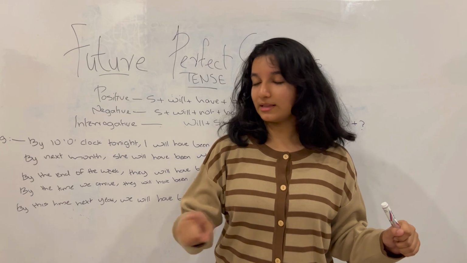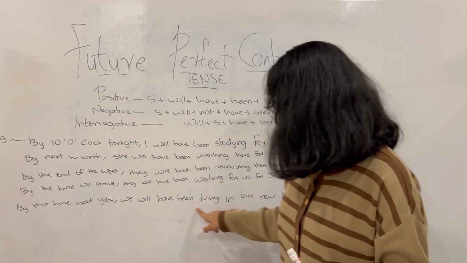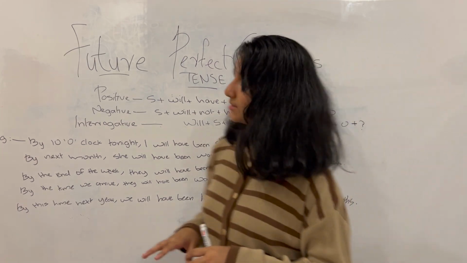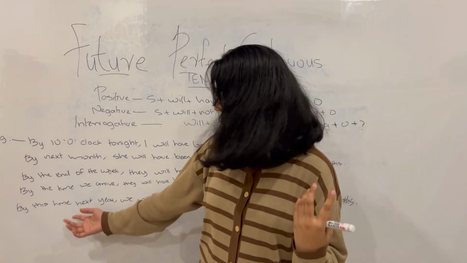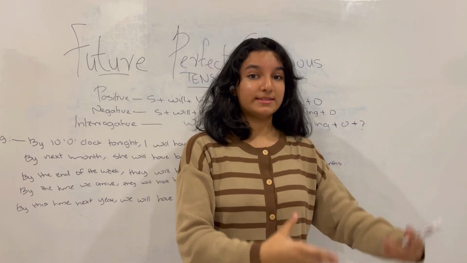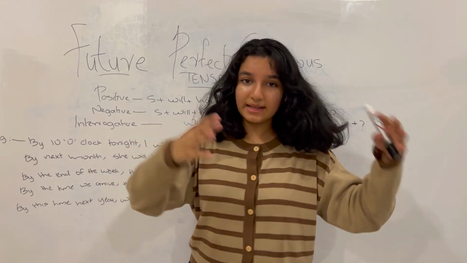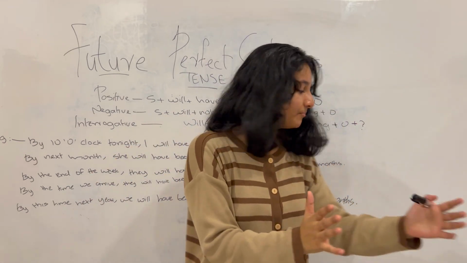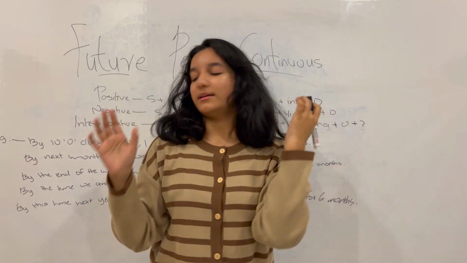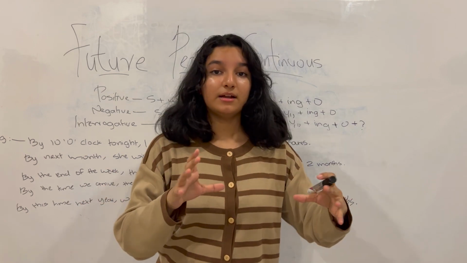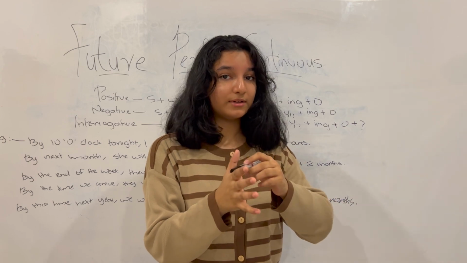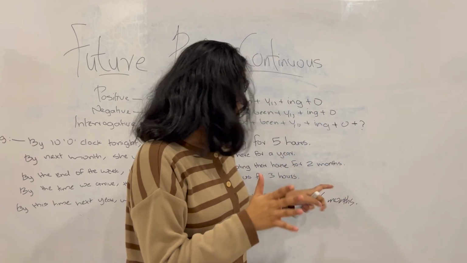Okay, so let's take a look at the last example. By this time next year, we will have been living in our new house for 6 months. Now you can see here, by this time next year, that is a time period that we are setting. And living in our new house, that's an action, and by this time next year, living in our new house, that action would have gone on for 6 months.